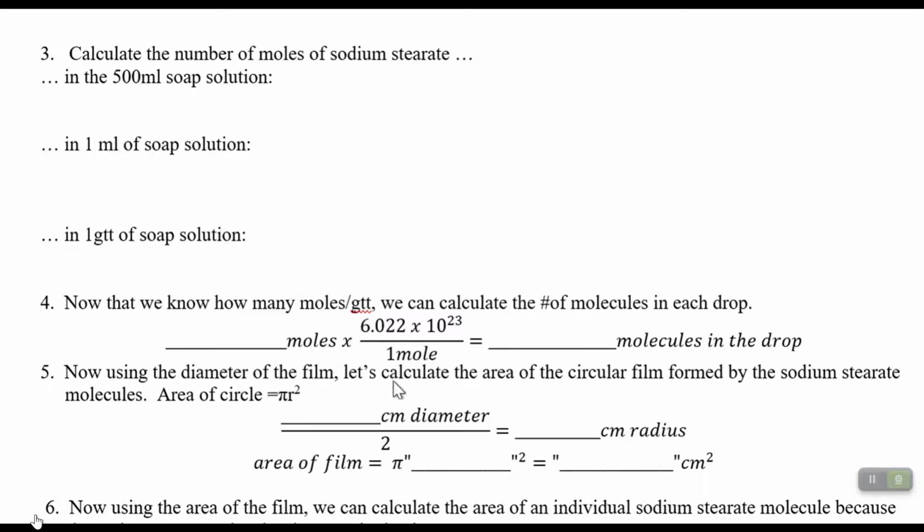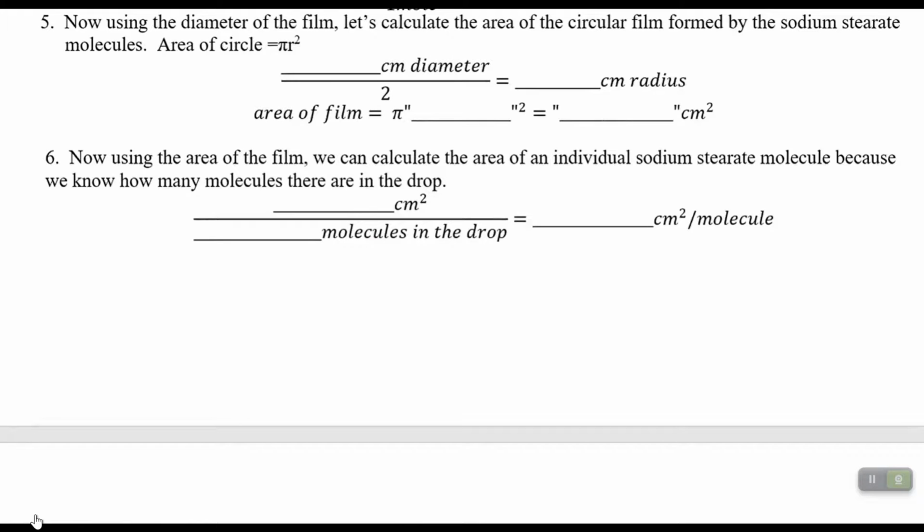I'm going to multiply that by the number of things in 1 mole, and I come up with 9.55 times 10 to the 16 molecules in the drop. That's how many molecules I have there. Okay, we'll set that number aside for a second and return to the circle that we measured when we dropped that drop onto the pepper.